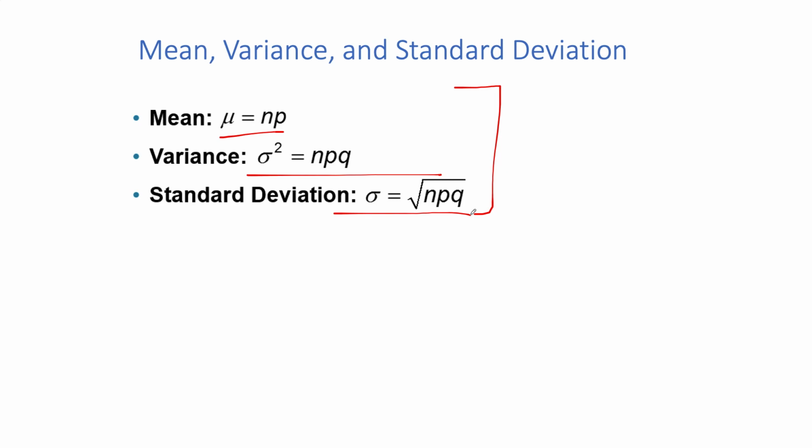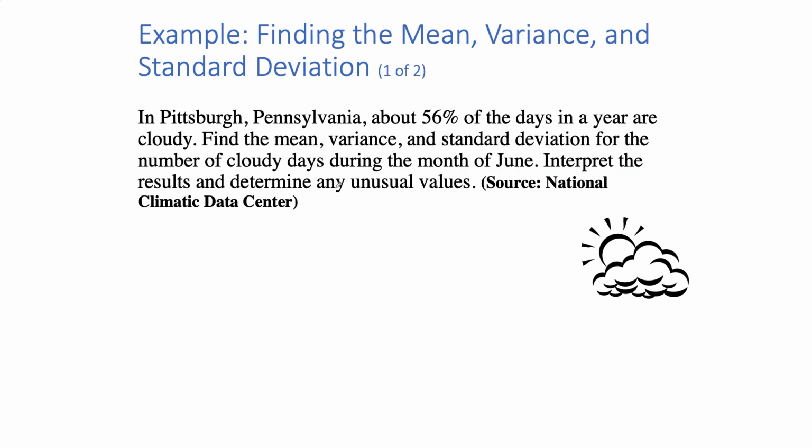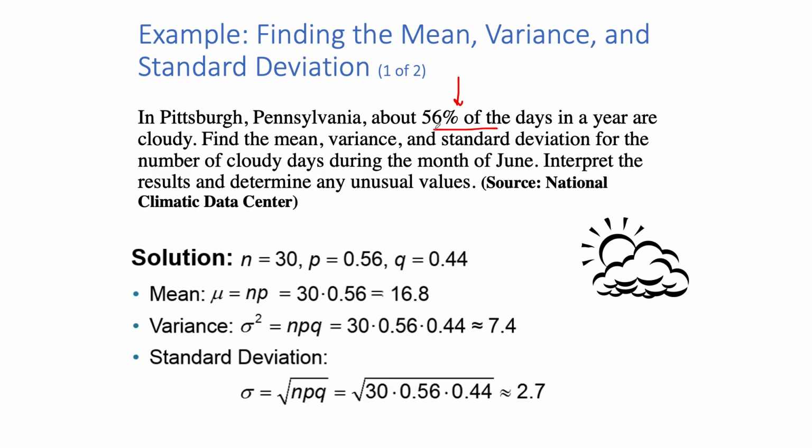So let's calculate these for an example. We have some data about weather. In Pittsburgh, Pennsylvania, about 56% of the days in a year are cloudy, right? So that's the probability of a cloudy day. I look at a particular day and I define two outcomes: either the day is cloudy or it's not cloudy. That's what makes it a binomial situation, because there are only 2 possible outcomes, right? So the probability that a day is cloudy is 56%. So I know p here straight away, that it's 0.56.